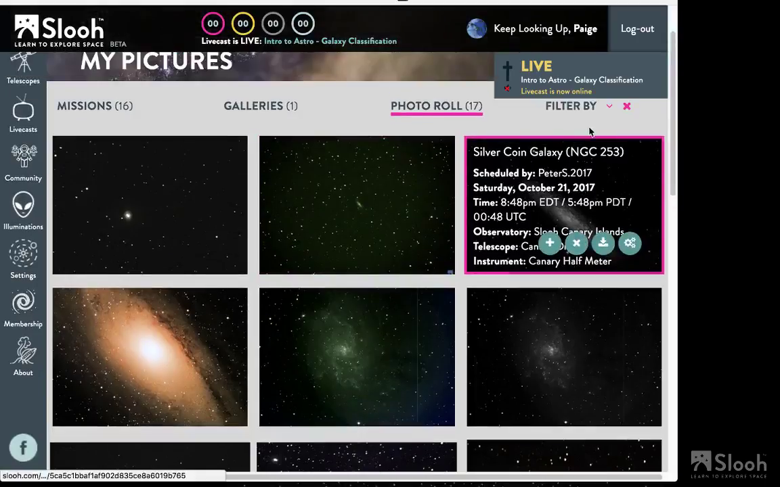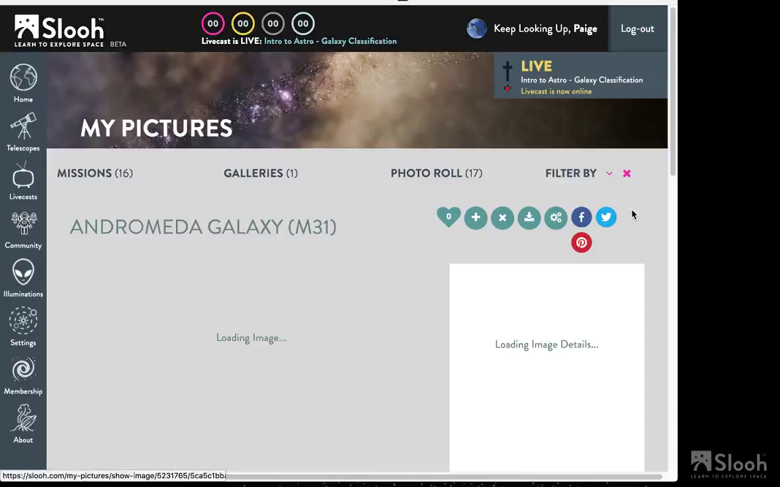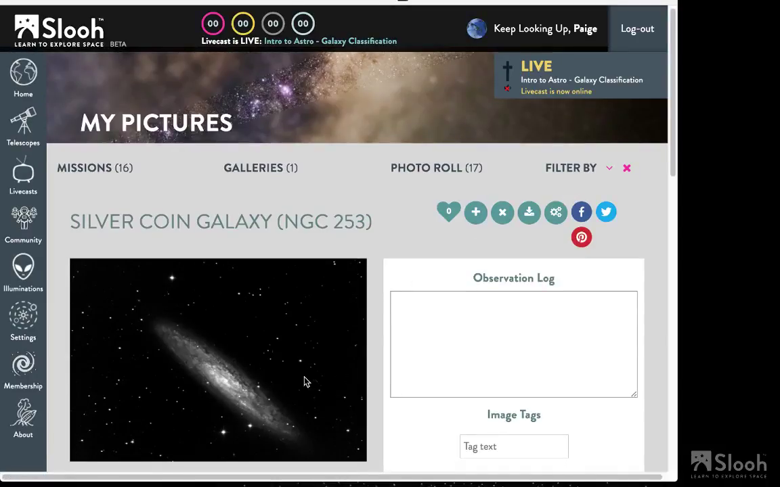So here's another one, a very great image of a spiral galaxy. This is the Silver Coin Galaxy. You can see the two spiral arms coming right off of the galaxy here. Beautiful, and a super thin disk again.